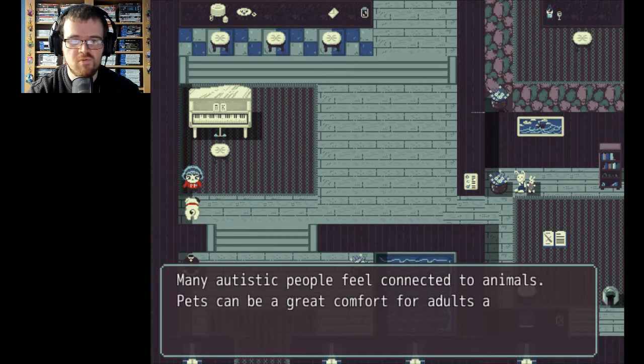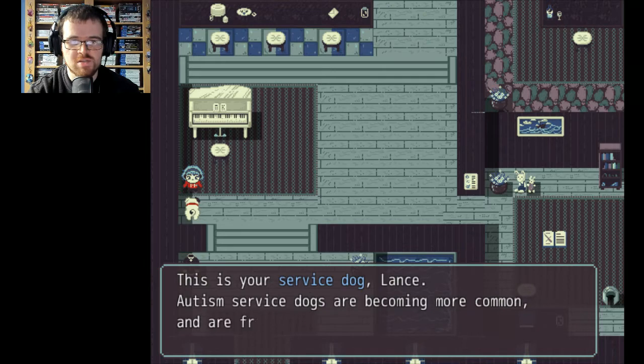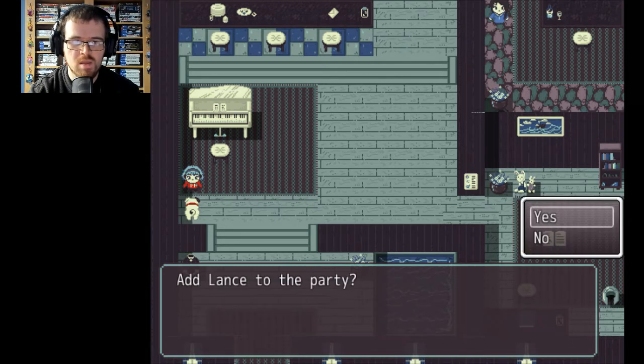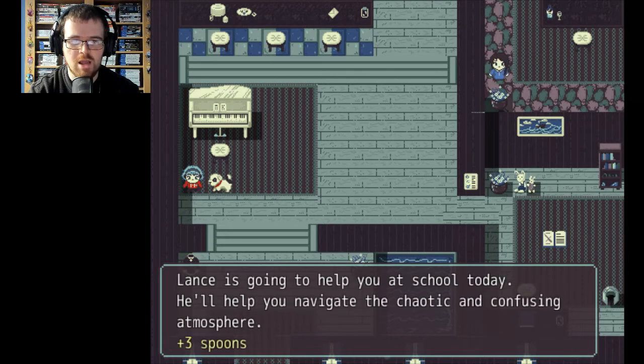Many autistic people feel connected to animals. Pets can be a great comfort for adults and children and allow them to connect with the world. This is your service dog, Lance. Okay. Autism service dogs are becoming more common and are frequently used to help ease social anxiety or stop self-harming behaviours. Add Lance to your party. Yes, Lance is going to help you at school today. He'll help you navigate the chaotic and confusing atmosphere.